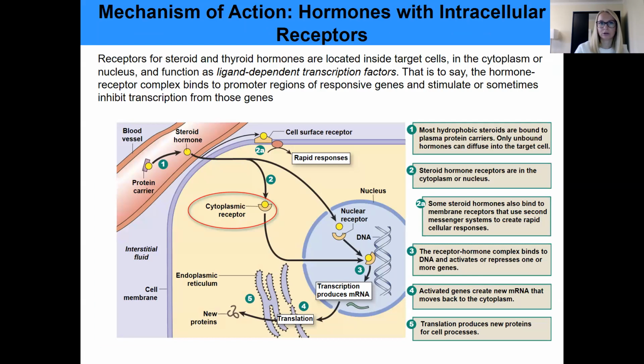Now let's talk about the mechanism of action of intracellular receptors. So first step, most hydrophobic steroids are bound to plasma protein carriers. Only unbound hormones can diffuse into the target cell. Steroid hormone receptors are in the cytoplasm or nucleus.